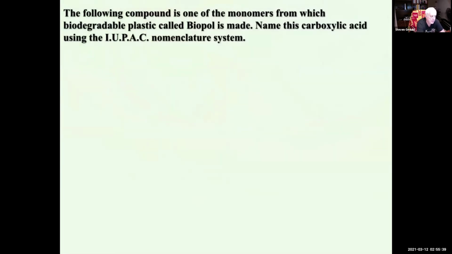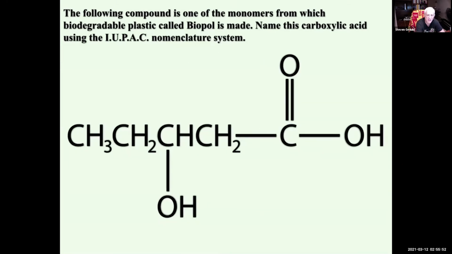All right. The following compound is one of the monomers from which the biodegradable plastic called Biopol is made. Name the carboxylic acid using the IUPAC nomenclature system. Biopol is biodegradable, and it's a fantastic thing to use in place of a lot of our bottles that are not biodegradable. So we have our carbons. We have 1 carbon. Again, it's always going to be at the end of the chain. 1, 2, 3, 4, 5 carbons. All right, 5 carbons is pentane. So we have pentane.